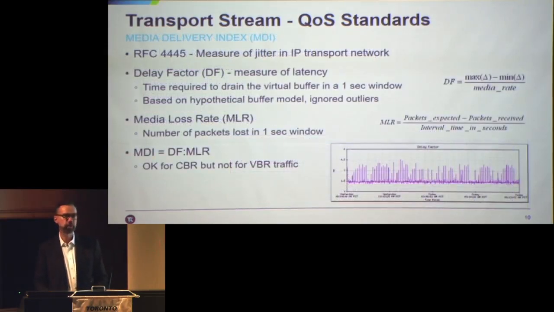We also had a thing called Media Delivery Index, exclusively for IP transport of MPEG. It applied to other factors as well, but in our industry, this is what MDI meant. And it was a measure of the jitter of your IP network. Didn't matter if the stuff inside the IP packets was good or bad, just the jitter was bad.